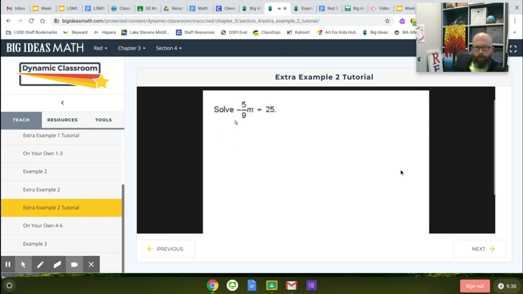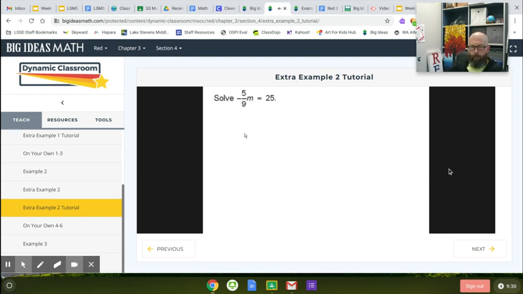Solve the equation negative 5/9 m equals 25. First, let's write the equation. Negative 5/9 m equals 25. Notice that m is being multiplied by negative 5/9. To undo multiplication, you can use division. So one way to solve this problem would be to divide each side of the equation by negative 5/9.